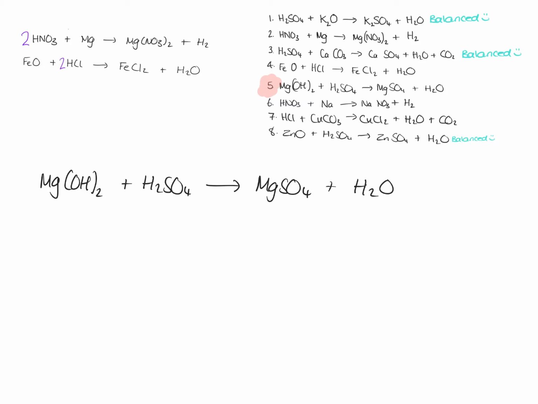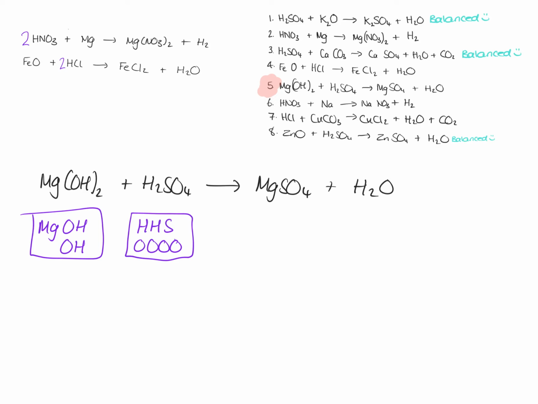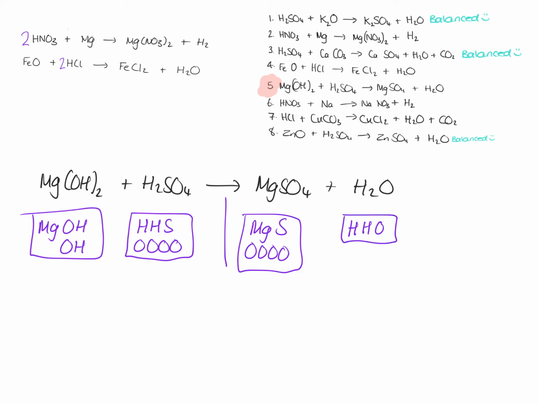There we go. So we're going to write underneath what each species is made of. So this has got 1 magnesium. It's got an O and an H, but the OH has been doubled up, so it looks something like that. H2SO4, it's got 2 H's, it's got an S, and it's got 4 O's. So it looks like that. Then we come to an arrow, so I'm going to make that clear by drawing a line. And then magnesium sulfate is made out of magnesium, sulfur, and 4 oxygens. Water is made of hydrogen, hydrogen, and oxygen.